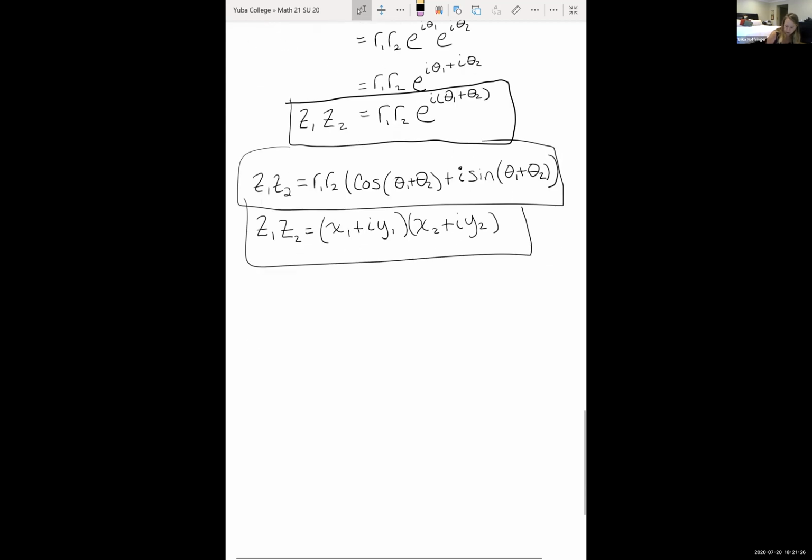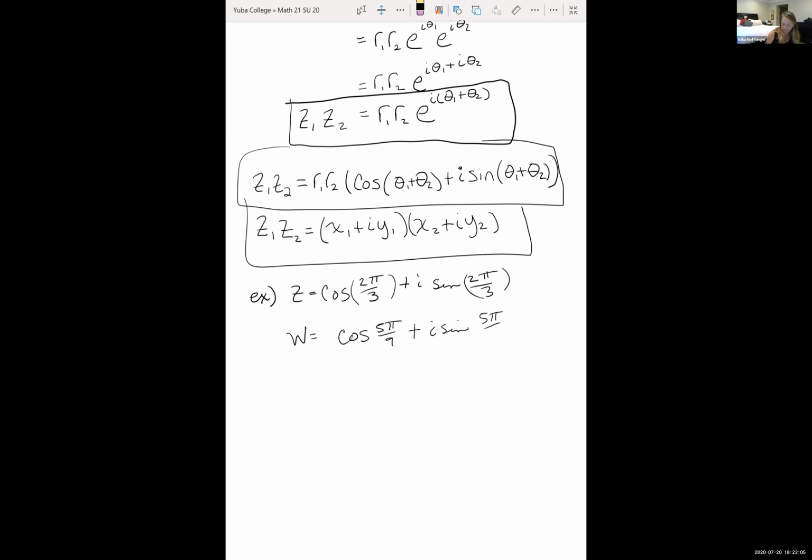Let's look at an example. So let's say you had z is equal to cosine of 2 pi thirds plus i sine of 2 pi thirds, and they define w to be the complex number cosine of 5 pi ninths plus i sine of 5 pi ninths. So find z times w and z divided by w. We haven't looked at that yet, and write each answer in polar form and exponential form. We're going to go polar form, exponential form, and rectangular form.